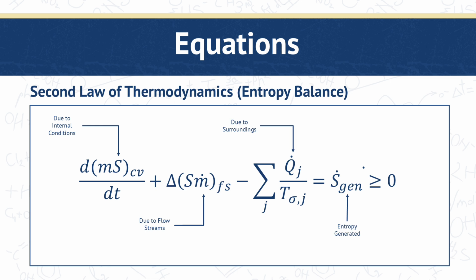The last key equation is from the second law of thermodynamics, or the entropy balance. This may look very intimidating, but the first term represents the change in entropy due to the internal conditions, the second is due to the flow streams, and the third is due to the surroundings. This is equated to Sgen, or the entropy generated. And this whole thing may be greater than or equal to zero, and this will be equal to zero when the system is reversible.